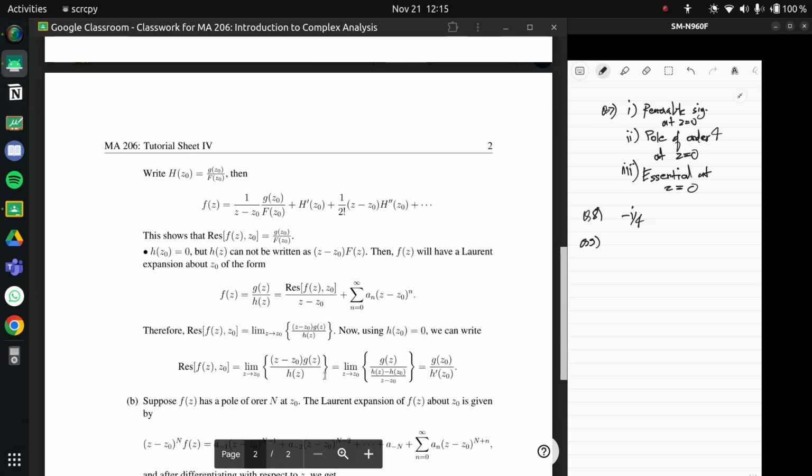So let's say h of z naught is in fact 0, but h cannot be returned as this thing. Then f will have a Laurent expansion of this form. H is analytic. H is analytic. But you can't write it as z minus z naught times f. Every analytic function has a Taylor expansion. Z naught is a 0 of h.